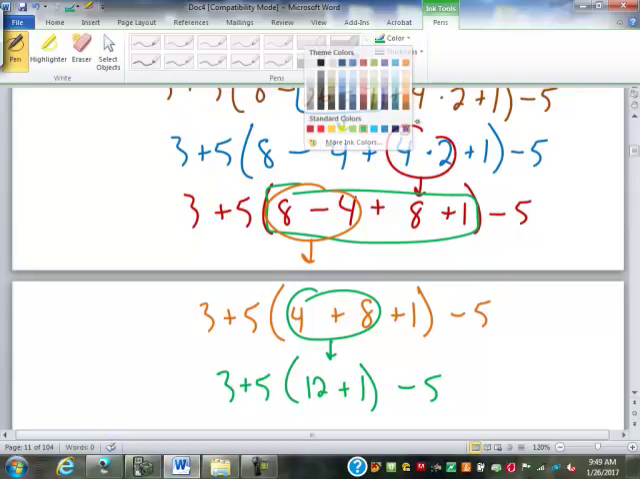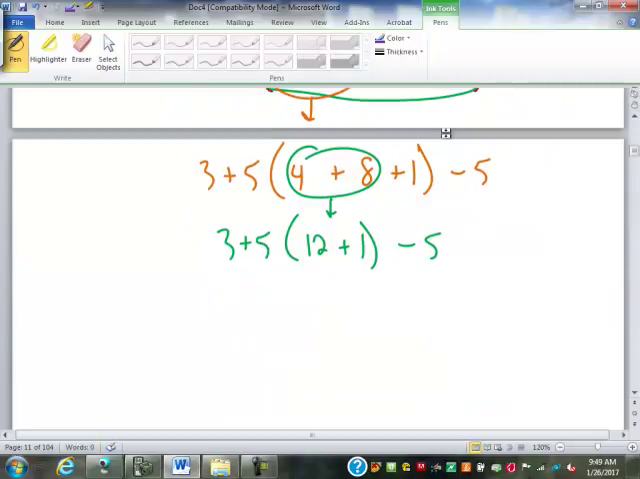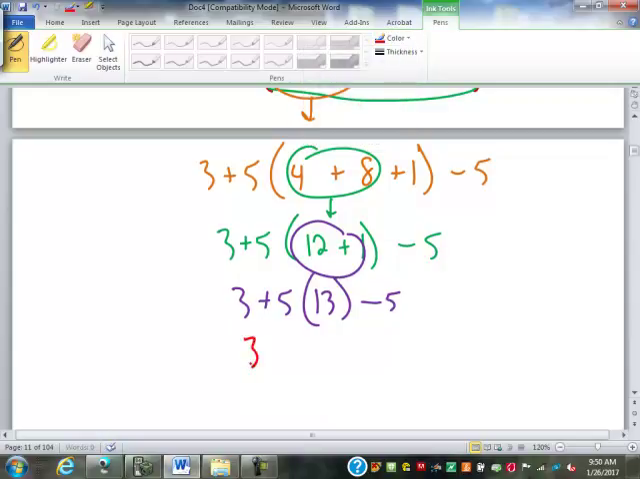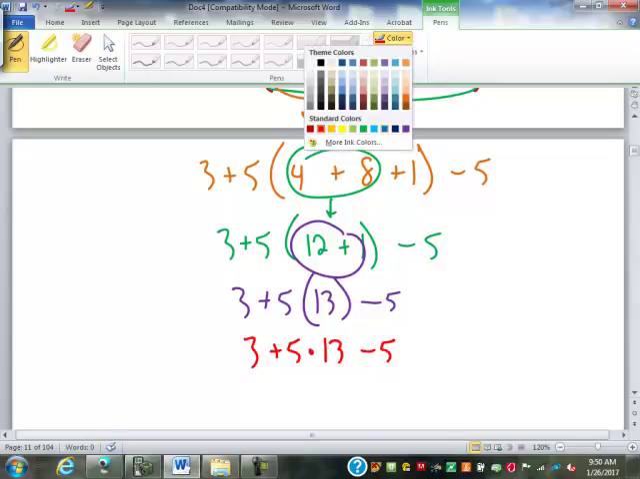And then 12 plus 1 is 13. Now again, we're down to just a single number in the parentheses, so we don't need the parentheses anymore. So I'm going to take it out. Do I have to put in multiplication here? Yes, I do, because there wasn't anything there.